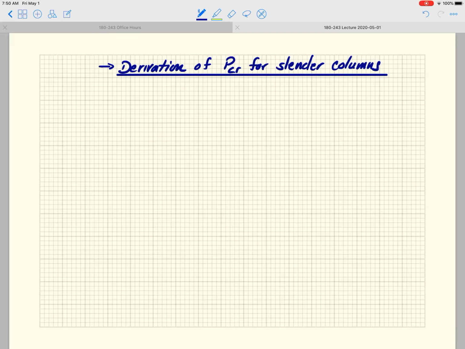All right, so this will be, I believe, the second to last post that I'm going to have of new material. And we're going to go through in this one the derivation for the calculation of the critical buckling load for slender columns. And to do that, we're going to use something called the equilibrium method.